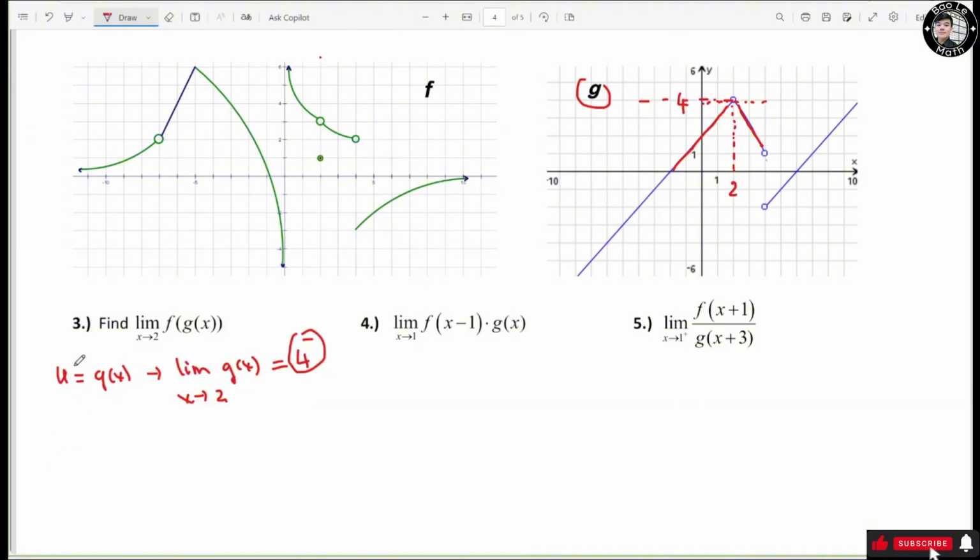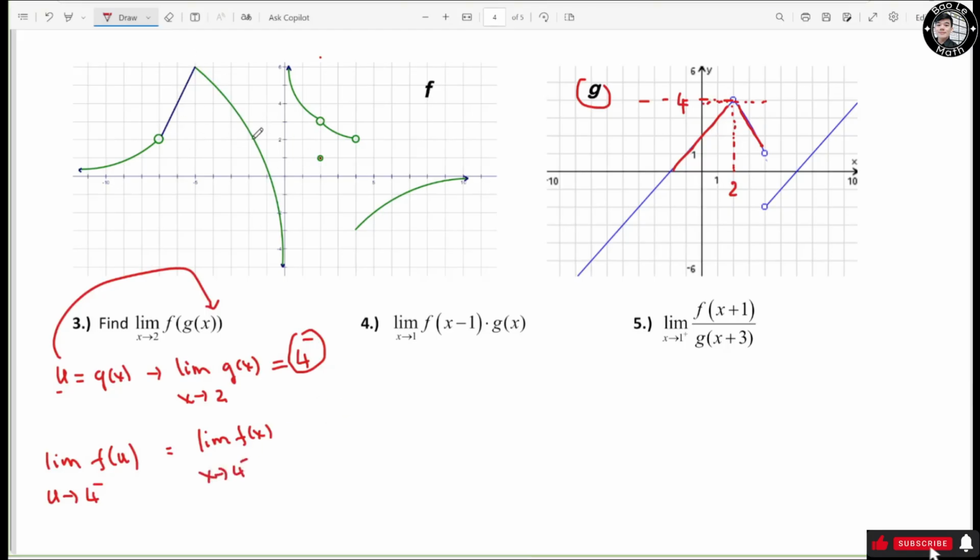So basically I substitute u for g of s over here, right? And then I have limit of f of u, and g of s right now is u, and it's gonna be 4 minus, right? So u approaches 4 minus. Go back to the function right here. It's gonna be the same thing as limit of f of s when s approaches 4 minus.